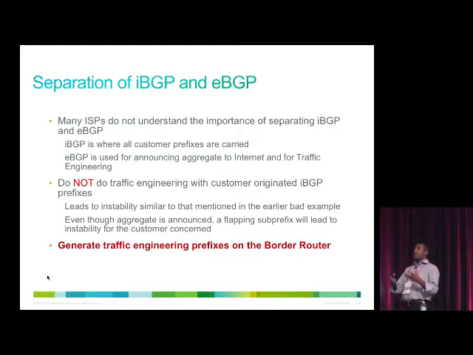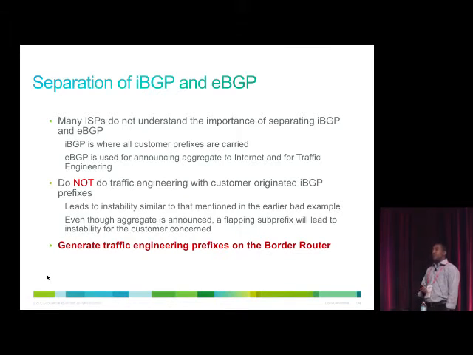iBGP is where all customer prefixes reside, where all your non-infrastructure prefixes reside, including customer-facing interfaces. eBGP is where your aggregate prefixes are advertised. In your iBGP, your sub-prefixes exist as they are without being aggregated. You will still have the aggregate, but since you have the more specific route, the more specific sub-prefix will be used within your iBGP. But when you advertise, it's very important that you advertise aggregate prefixes.